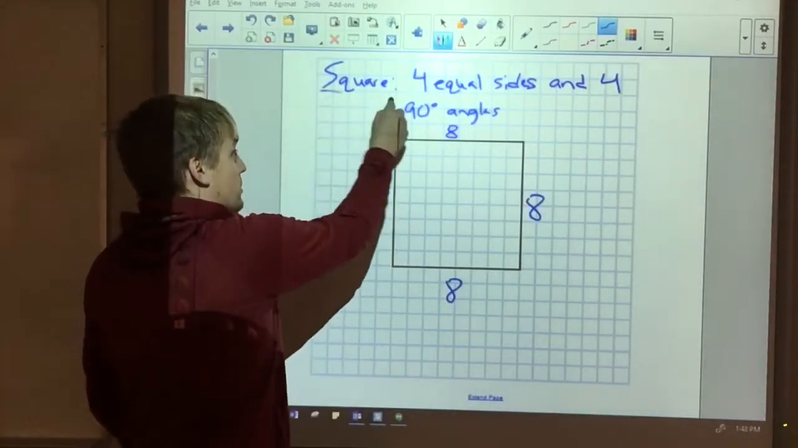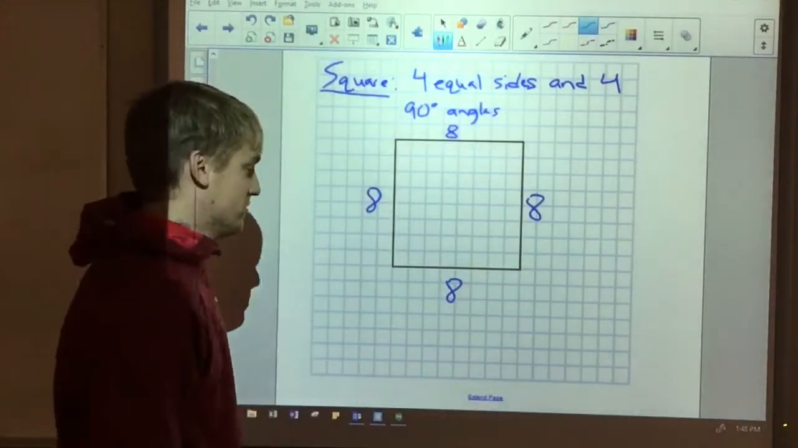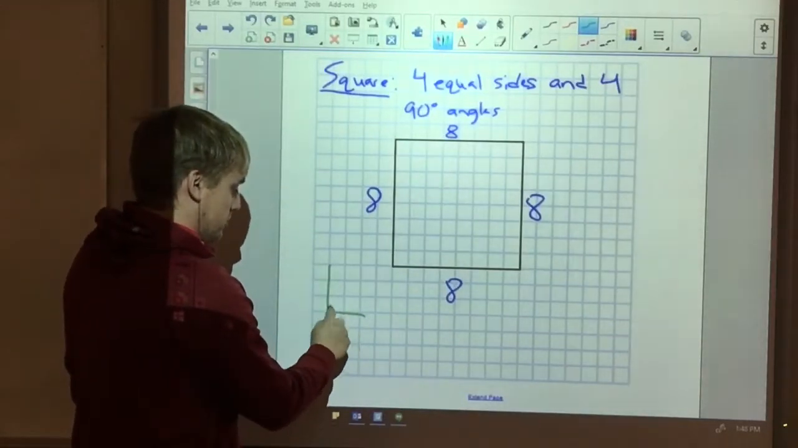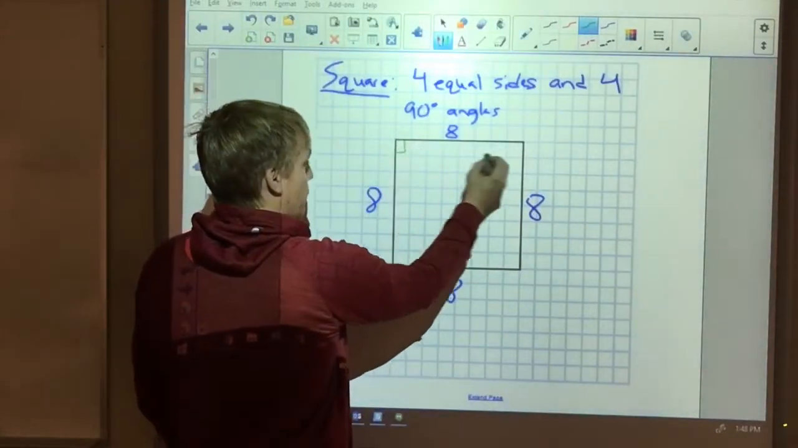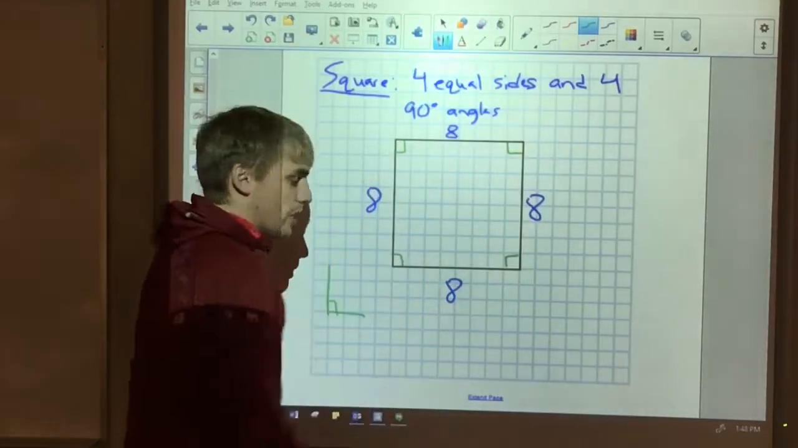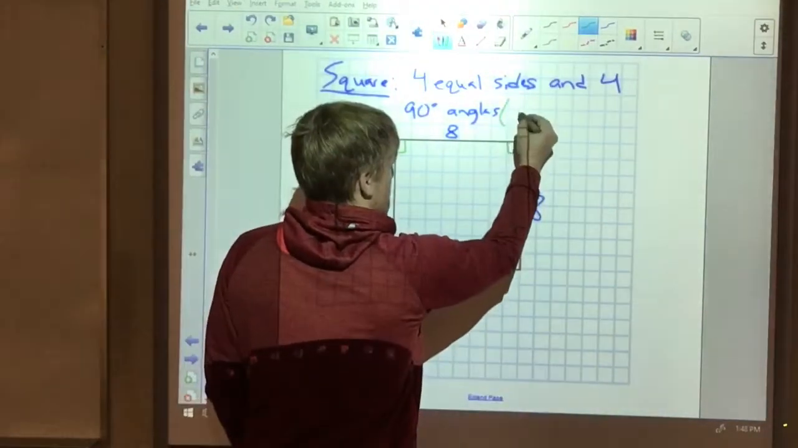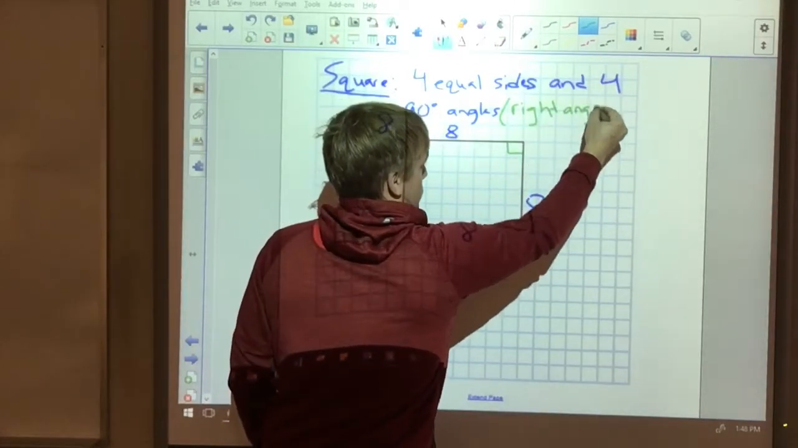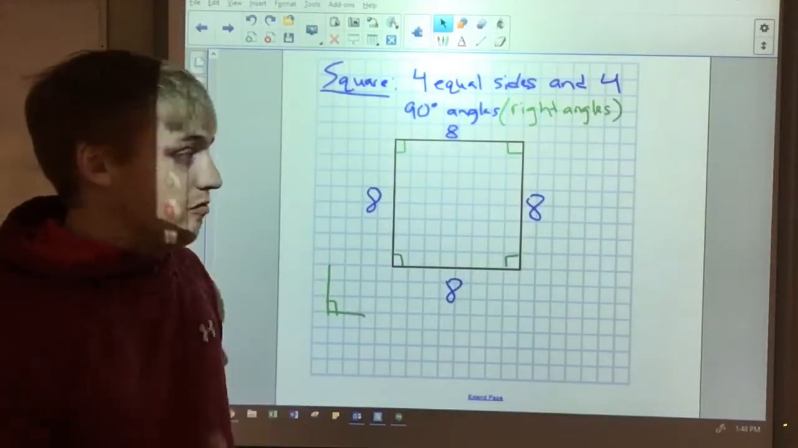The second reason it's a square is that it has what we call 4 90-degree angles. 90-degree angles look like a perfect L. If we were to make an L here, that's what a 90-degree angle looks like. And there are 4 of those 90-degree angles, also known as right angles. It has 4 right angles. So we could add that in parentheses, right angles. Okay, 4 sides that are equal and 4 right angles.